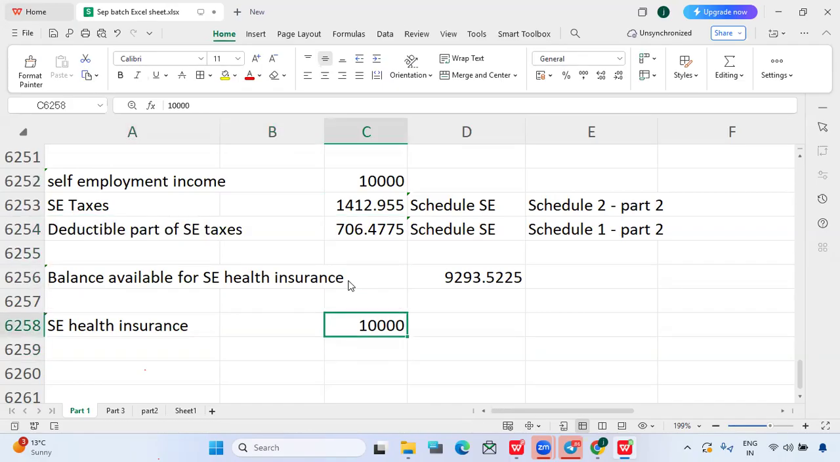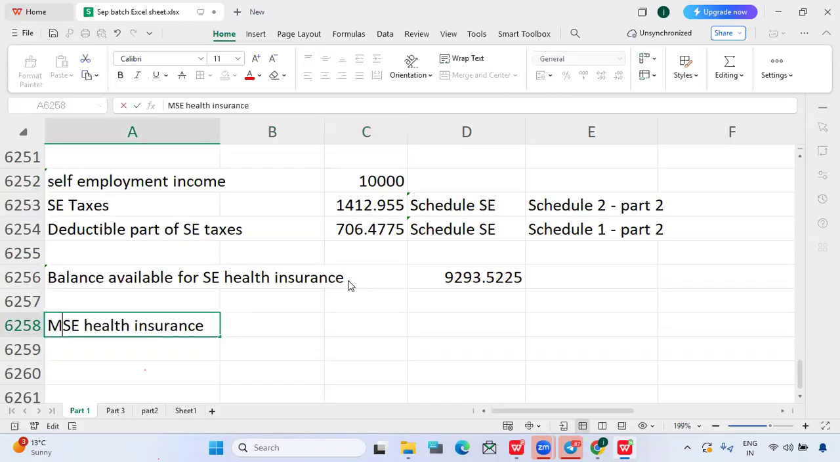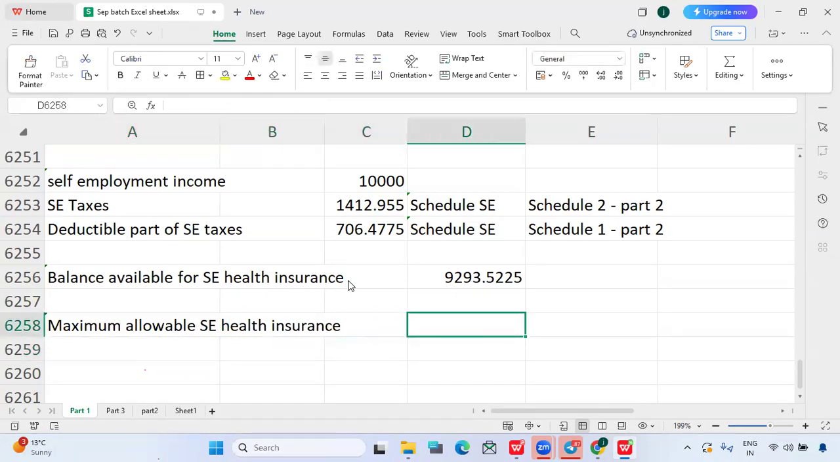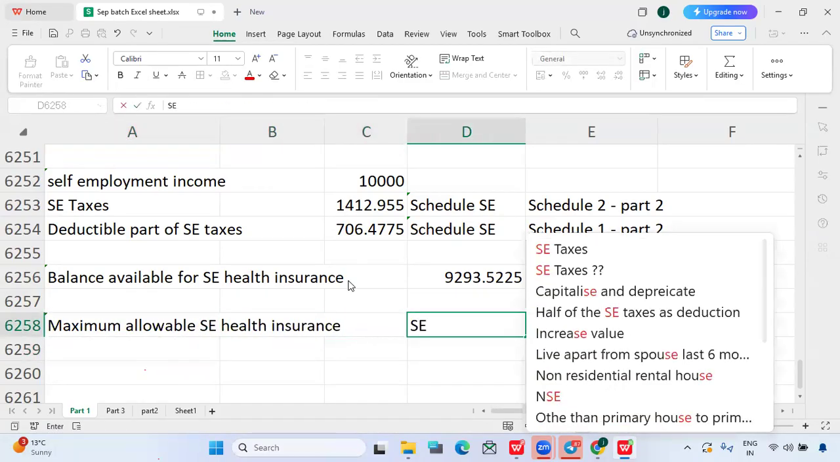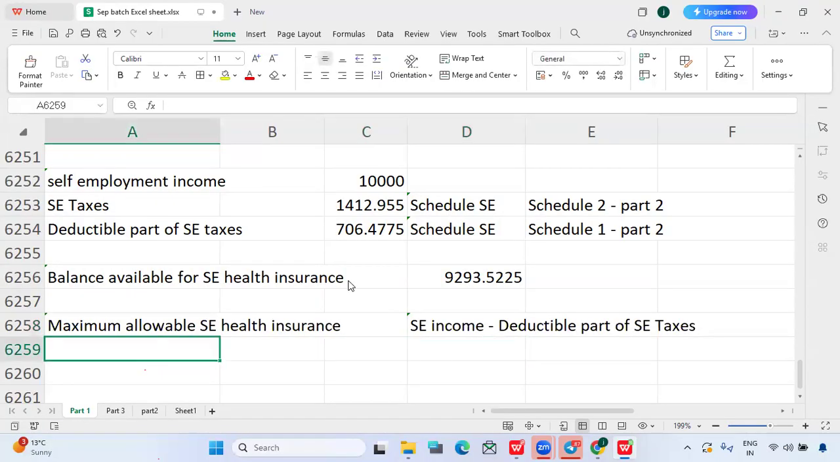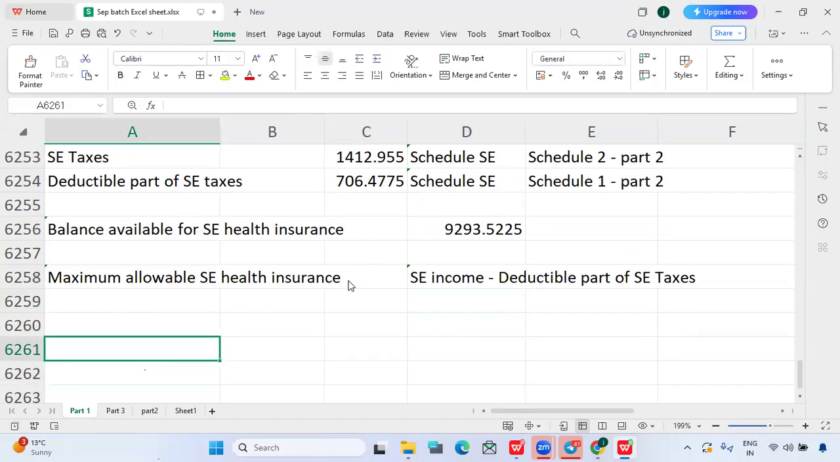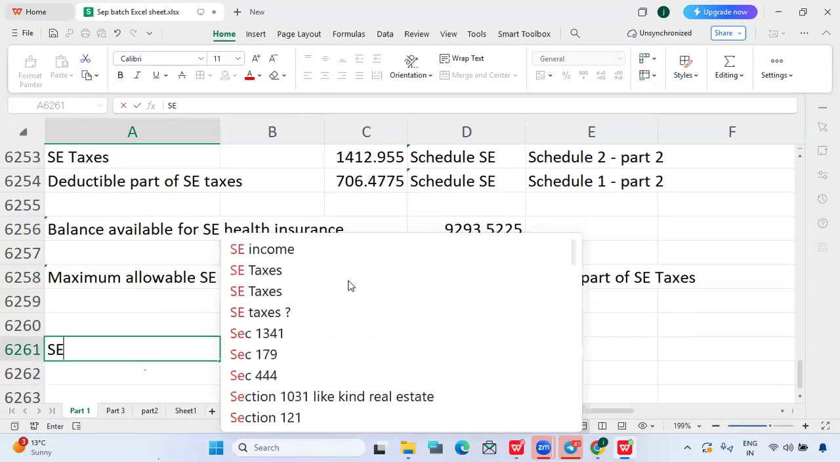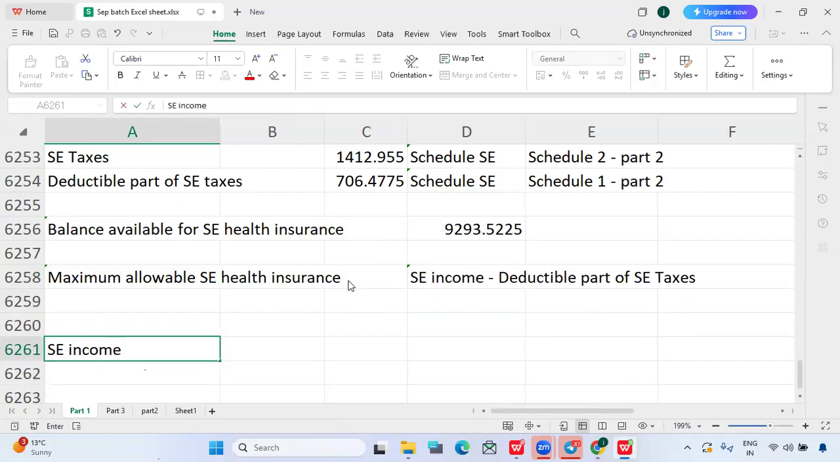The formula for calculating the maximum allowable self-employed health insurance, what is the formula, guys? Self-employment income minus the deductible part of SE taxes. So this is the formula. In the exam, you may get a question directly. They will give you SE income, which is self-employment income, of $10,000. How much can we claim? How much amount can we take as self-employed health insurance?